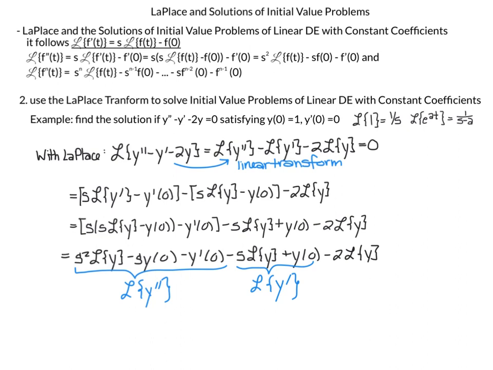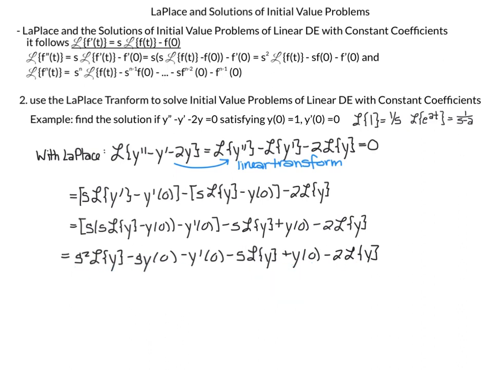Similarly, we can go to the y prime term. Since this is the first derivative, we're going to have s to the 1 times L of y plus y0. So this is pretty quick to do through all these steps, but knowing how to use this formula will come in more handy when you have something like the 4th or 5th derivative.